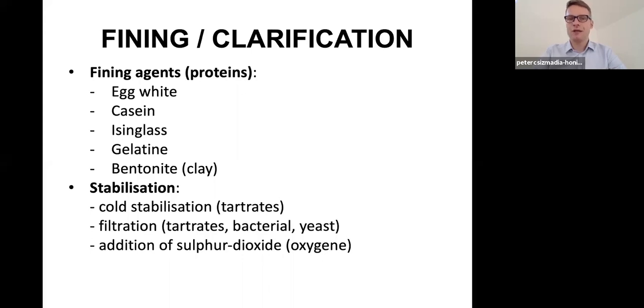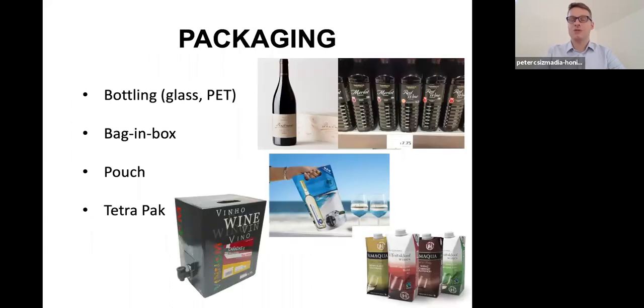So during fining and clarification, you deal with elements such as protein, tartrates, bacteria, yeast, and oxygen to make sure that the wine is stable, bright, and clear when it's in the glass. And of course, the next step is that you need to package the wine. So when you come to packaging, you will consider factors such as where you will sell the wine, how much you will charge for that wine.